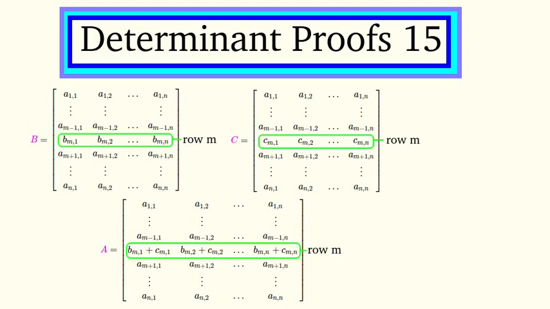So here's an example of what I'm talking about. You can see that outside of row M all of the entries are equal, but in row M inside the green boundaries the entries in A are equal to the sums of the entries in B and C.